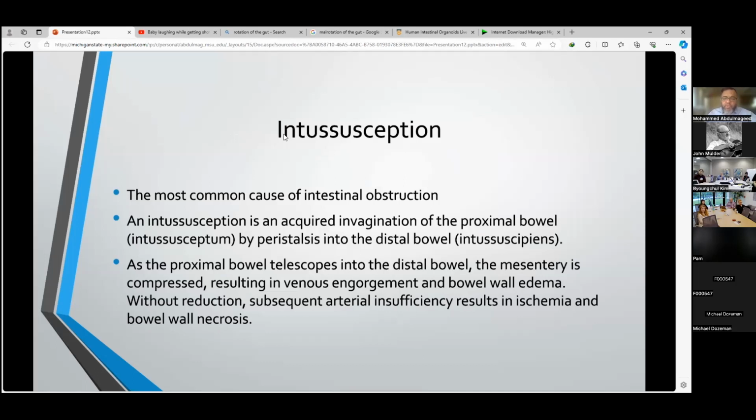Intussusception. This is also a unique condition for children that can happen due to acquired invagination of the proximal bowel, which is called the intussusceptum, by peristalsis into the distal bowel.